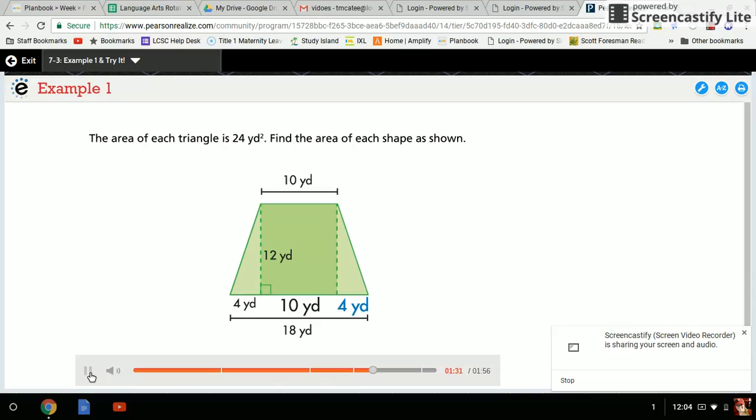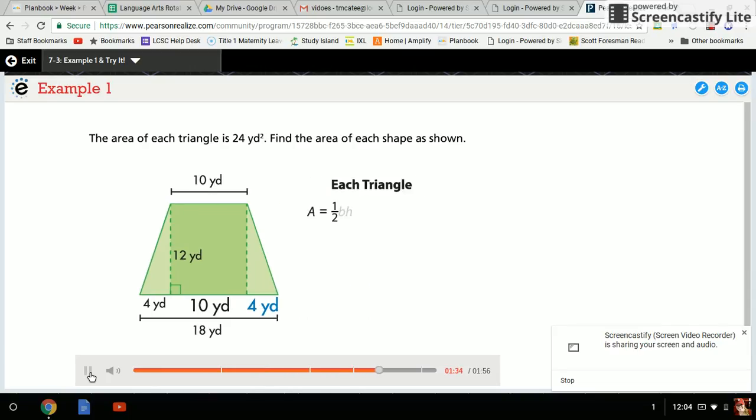Find the area of each shape as shown. They got the length of the rectangle, which is the longer side, was 12, which was also the height of the triangle, and the base right here, which is 10. 10 here, not 18. It does not extend all the way from this corner to this corner. It is 8 yards wide and 12 yards long. So 8 times 12 would be 120 yards squared.